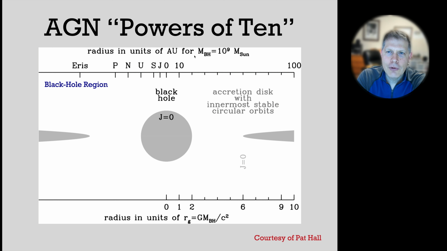And then to make things a little more concrete, Pat has also very nicely added the radius in units of astronomical units, specifically worked out for the case of a black hole with a billion times the mass of the sun, a very massive black hole, one that might power a luminous quasar. Here you can see numbers showing the size in astronomical units. And then over here, you can see the distances of various planets: Jupiter, Saturn, Uranus, Neptune, Pluto, Eris, and so on. And so you can see this black hole, a billion solar mass black hole, is impressively large, filling up most of the inner solar system, and it even starts to push out toward the outer solar system. Okay, so that's the first order of magnitude.